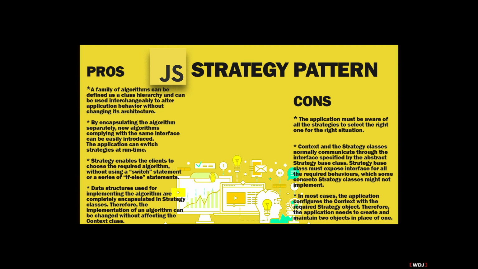The application must be aware of all the strategies to select the right one for the right situation. That's pretty much common sense. If you don't have it, then it's not gonna know what's going on. Context and the strategy classes normally communicate through the interface specified by the abstract strategy base class. Strategy base class must expose interface for all the required behaviors, which some concrete strategy classes might not implement.